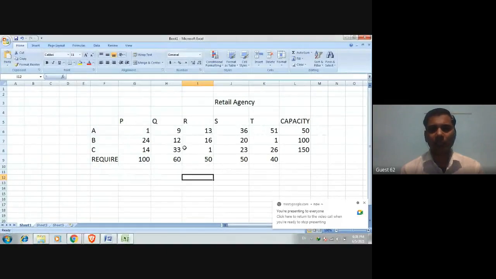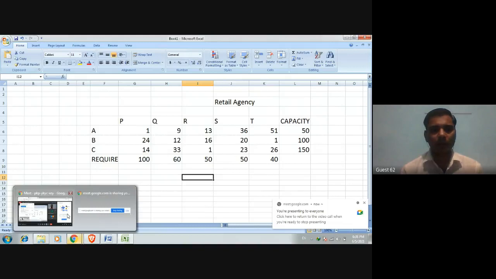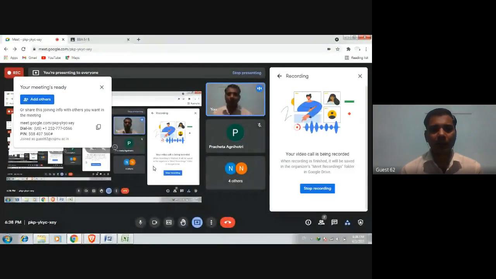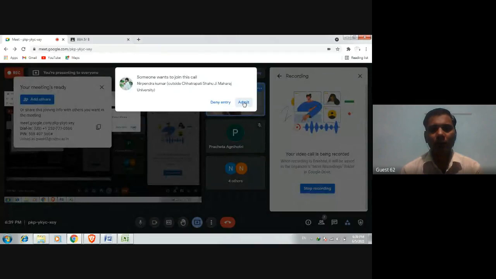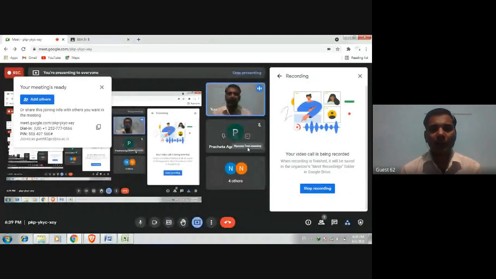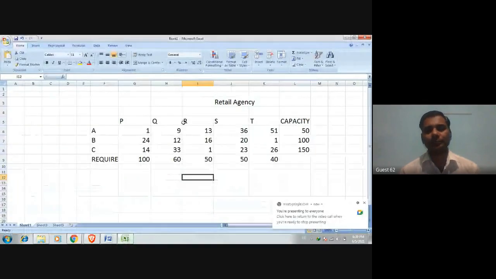Today we will solve a numerical of transportation that is related to the NWCM method. In the last lecture, I explained some methods: the NWCM method, least cost method, matrix minima method, and Vogel approximation method. So today we'll solve an example, or you can say a question, of NWCM.